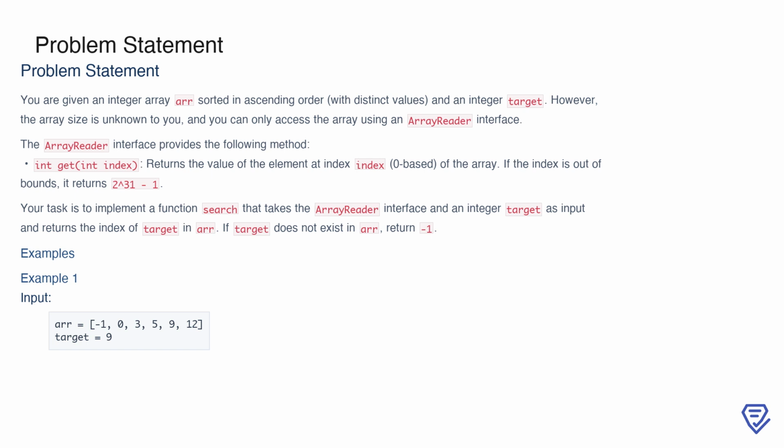Keeping these constraints in mind, your task is to implement a function, search, that takes the ArrayReader instance and the target as inputs and efficiently returns the index of the target, or -1 if it's not found.